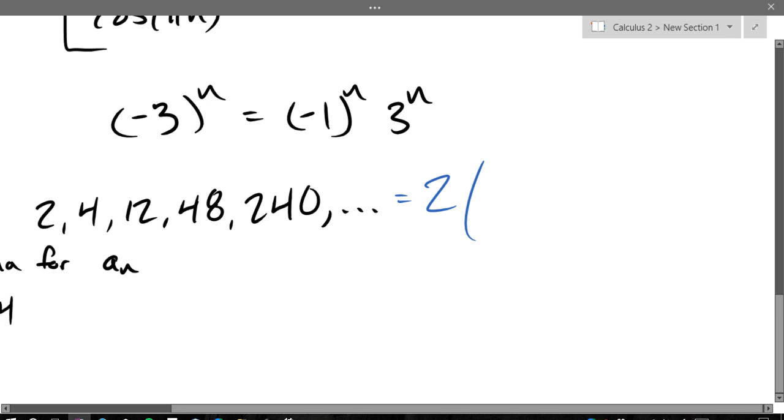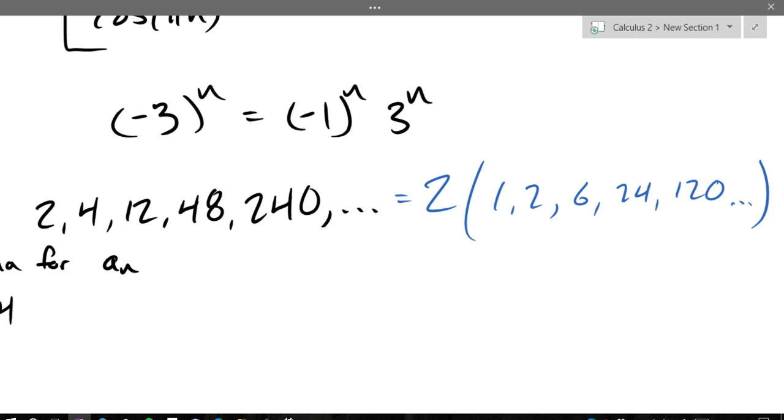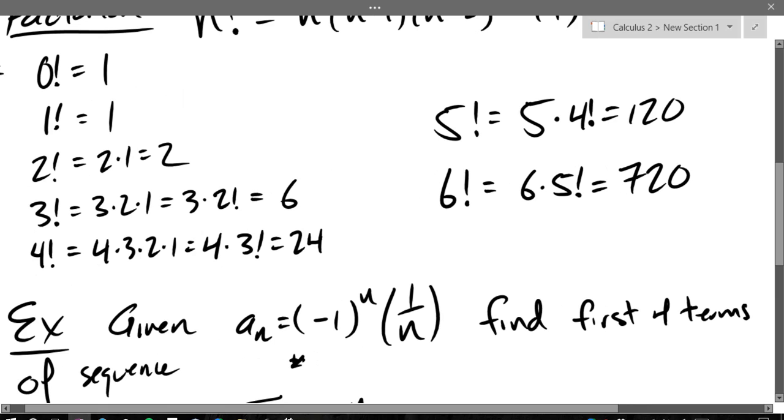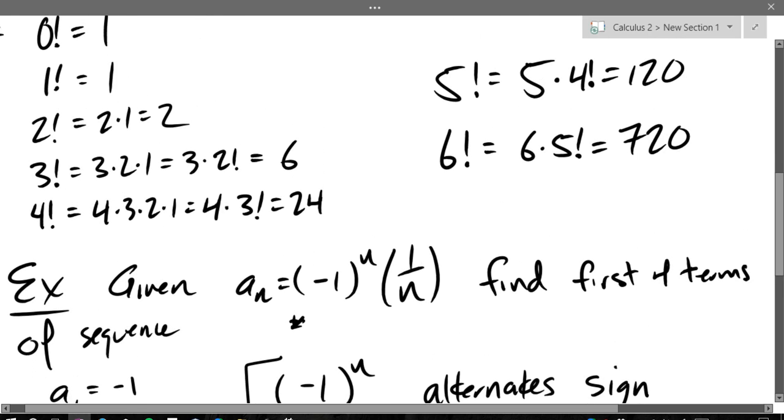So this is 2 times 1, 2, 6, 24, 120. That pattern looks familiar. Oh, it's that one right there: 1, 2, 6, 24. Next would have been 120, 720. So it's not a pattern that you're used to seeing. You want to get a little more familiar with factorial. So this is going to be a factorial pattern.